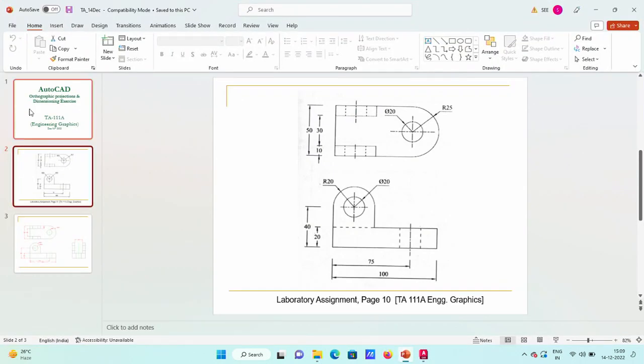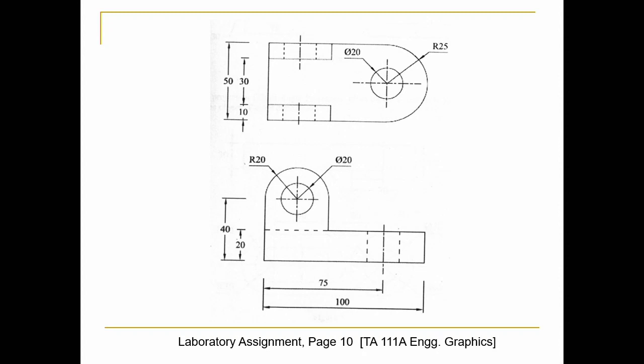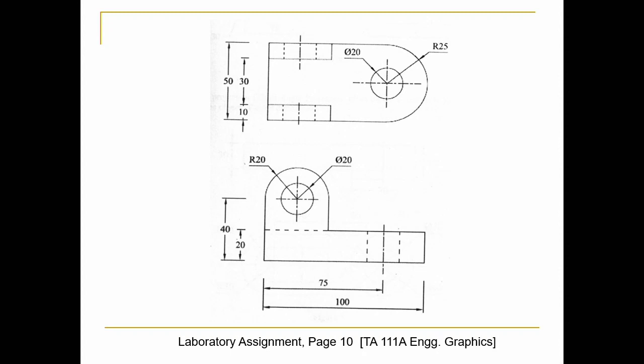Let me do one thing. See, this is on page number 10. Okay. I am going to draw this object as an example. This one is the top view and this one is the front view. The side view is not given. So, let me draw this object as an example, so that you can understand how to draw these lines, how to dimension it, and how to draw the chain dotted line, hidden line, everything. Okay.